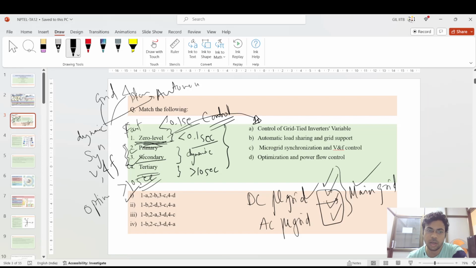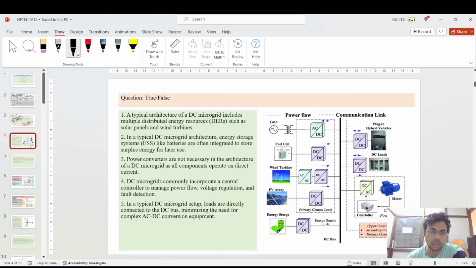So zero level control is control of the grid tied inverter's variables. Primary control is the automatic load sharing and the grid support. Secondary control is for the microgrid synchronization and the V and F control. And the tertiary is for the optimization of the power flow control. So option A is correct.